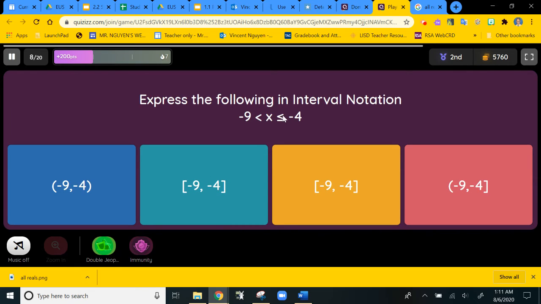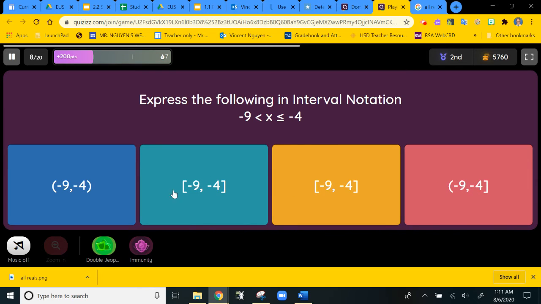So we go from -9 to -4. But -9 is not equal, so we are going to be using parentheses. And then the -4, we do want to equal to that, so we're going to be using brackets. So it's going to be parentheses -9, comma, -4 bracket. Which one is that? Parentheses -9, comma, -4 bracket is this one right here.